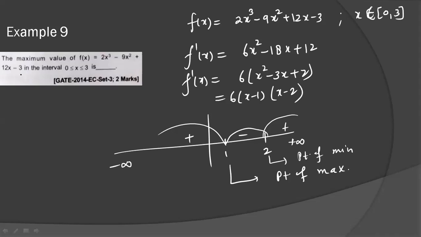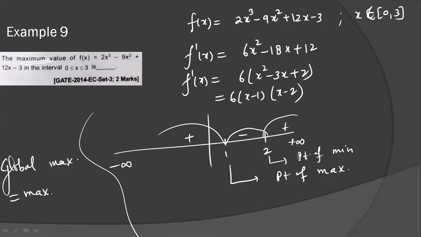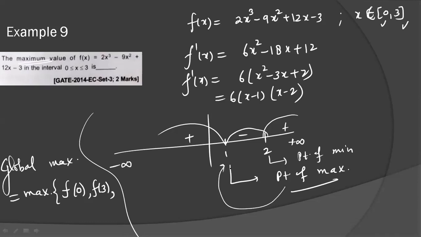And you are checking the maximum value. So how do you find the global maxima? The global maximum is the maximum value. We have to check f at 0 and f at 3, the boundary points. We have to check at boundary points always in the closed interval case, and at the critical point. The critical point where we are getting local maxima is 1. So f at 1. So check the value at these 3 points. So f of 0 is minus 3.